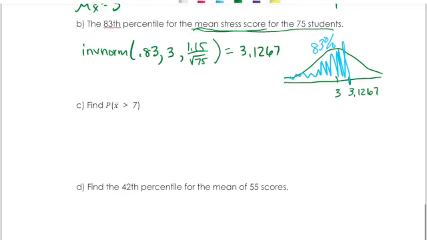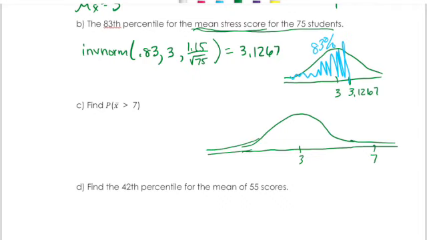Okay, the next example says, find the probability that the mean is greater than 7. 3 is here in the center. 7 is going to be way, way off here. Way, way far out. Because we see that the 83rd percentile is at 3.1267. So 7 is going to be way far out there. So we're looking at what's the probability that you're going to get just this little tiny bit here. It's going to be close to 0.